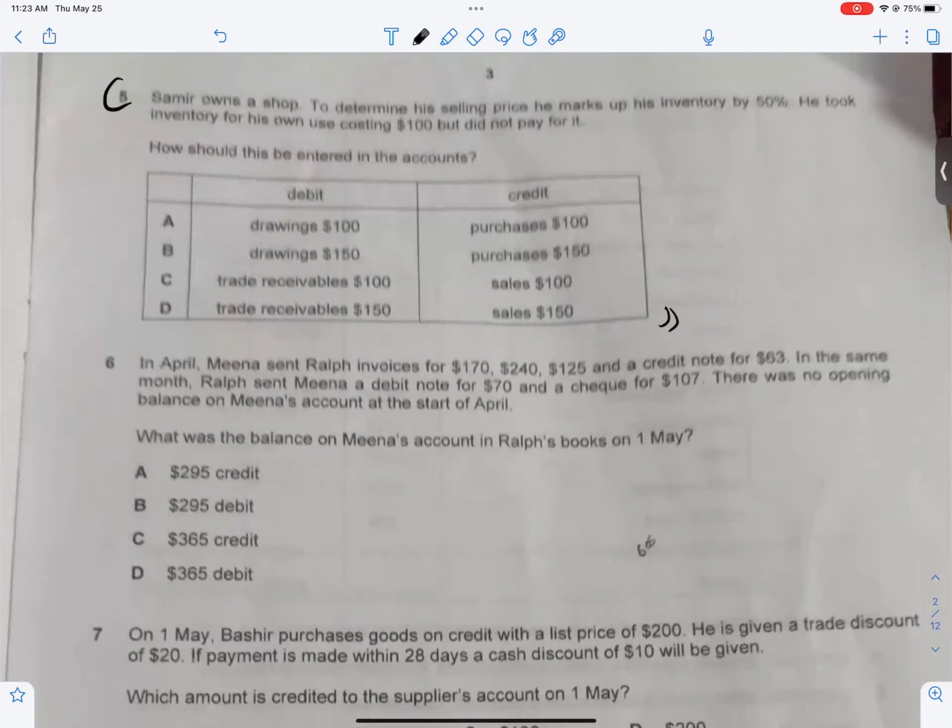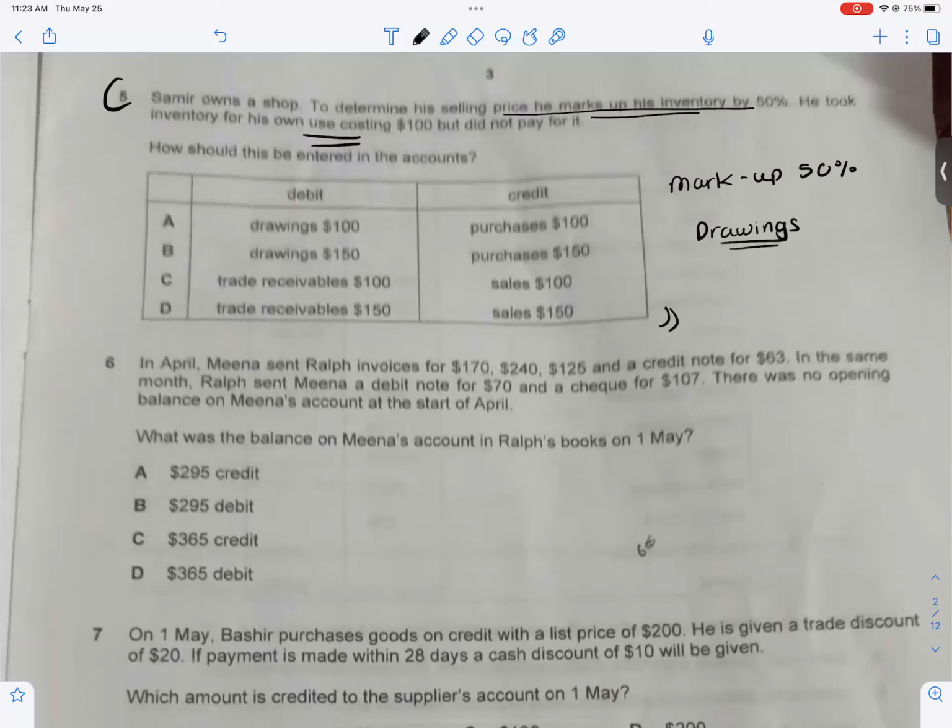Samir owns a shop. To determine his selling price, he marks up his inventory by 50%. He took inventory for his own use, costing $100, but did not pay for it. Okay, so inventory for own use is drawings, and drawings is always debited. So C and D will not be the answer.